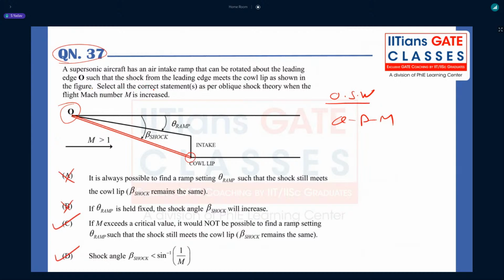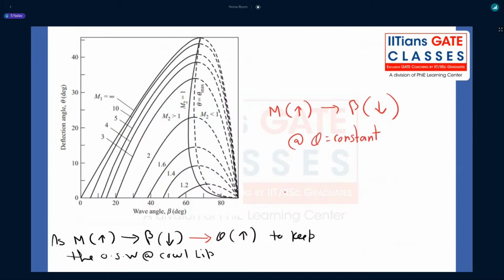Select the correct statement. You are supposed to choose all the statements that are correct as per oblique shock wave theory when the flight Mach number M is increasing. So you are supposed to analyze what will happen when the free stream Mach number, which is supersonic, increases. Let's go one by one and see which statements are correct or wrong. For that, the first thing you need is the theta beta M graph. If you remember this theta beta M graph, then the question is very simple.